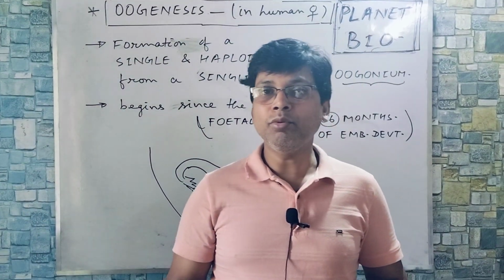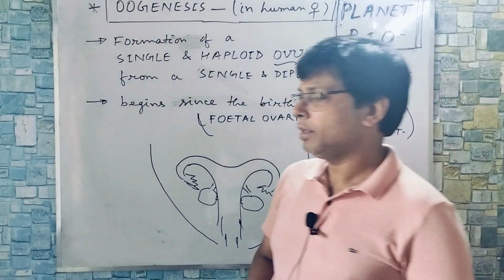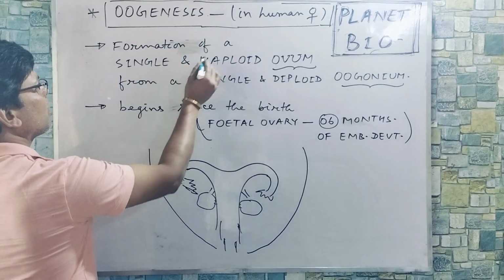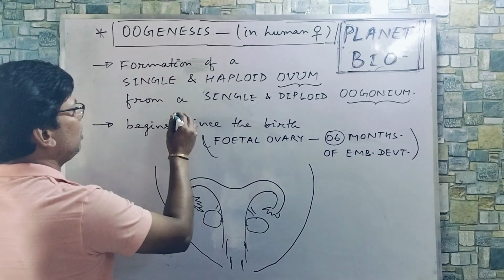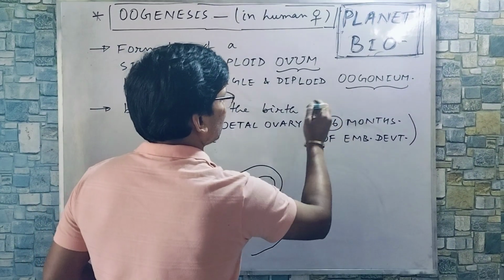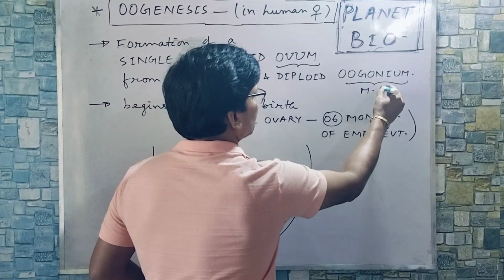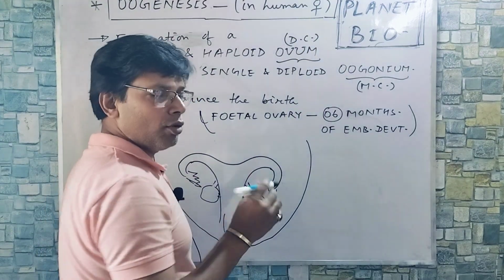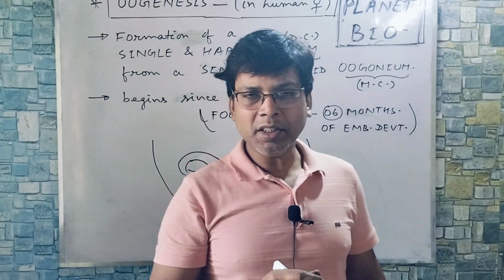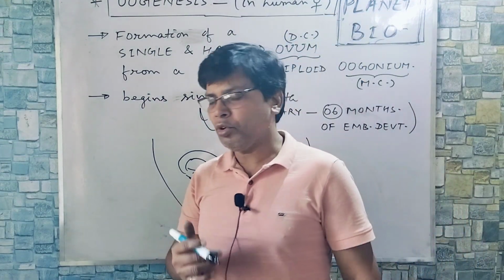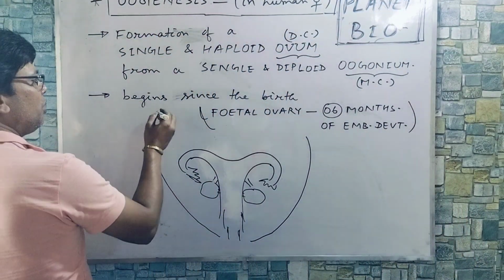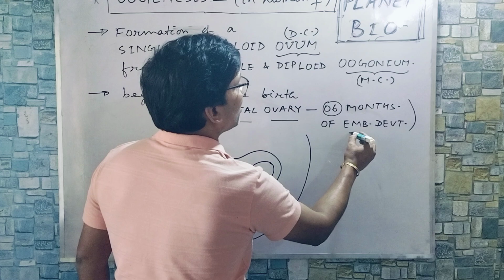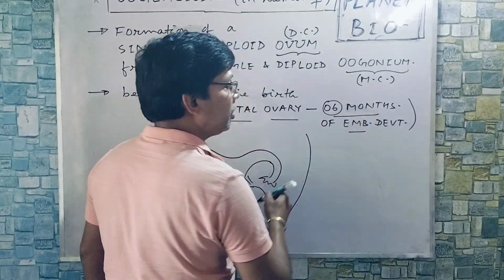Talking about oogenesis in human female today, and it can be defined as formation of a single and haploid ovum from a single and diploid oogonium. So this is going to be the mother cell and this is going to be the daughter cell, but it includes two consecutive divisions, first mitosis then meiosis, and it begins since the birth. It occurs in fetal ovary when the embryo or the fetus is 6 months old.